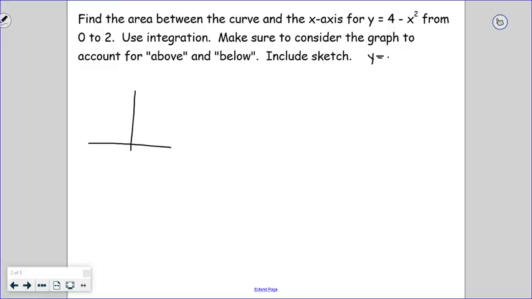Also might look at it as y equals negative x squared plus 4. That's just how we're more used to seeing it in standard form. Up 4. So there's my vertex.